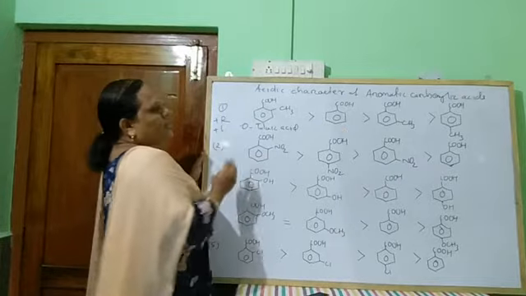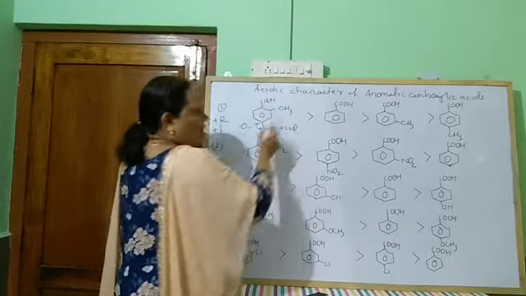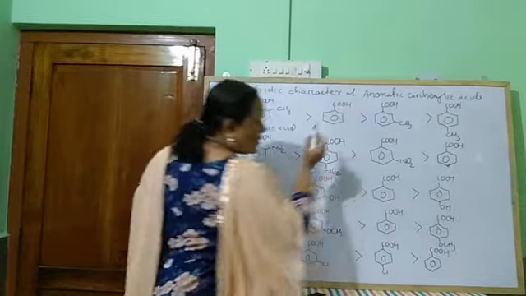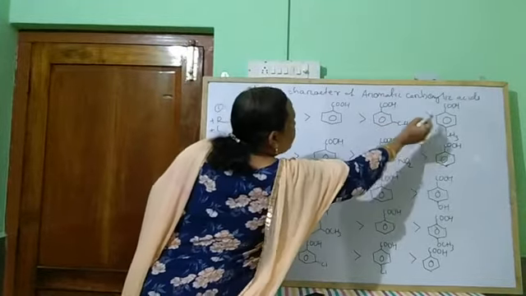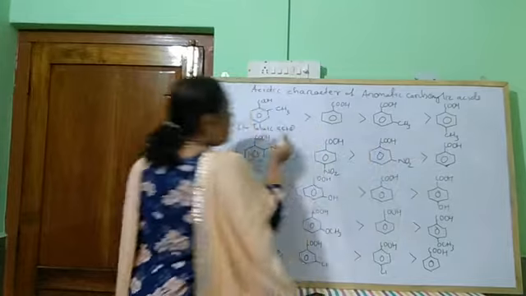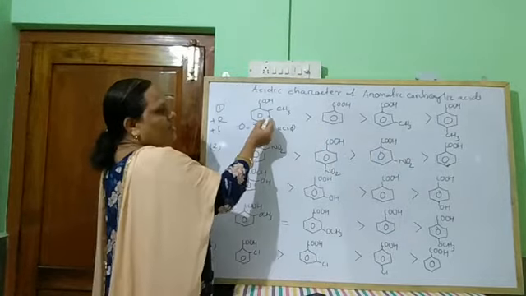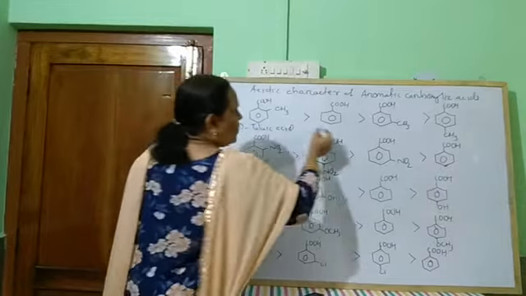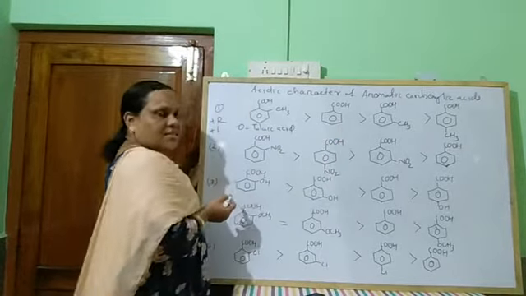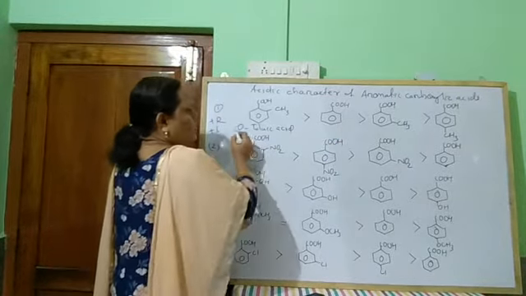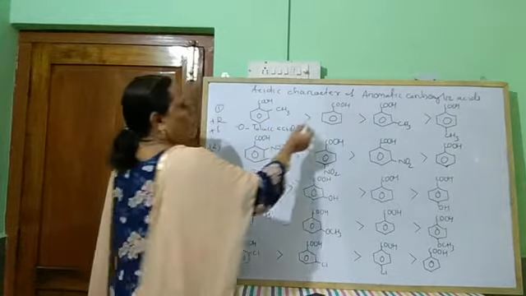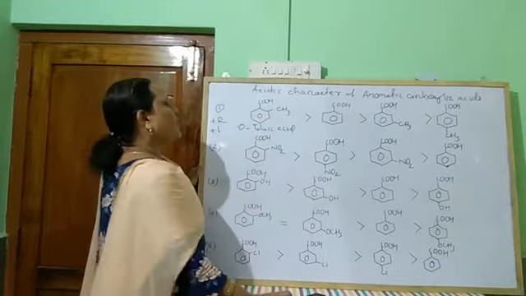In this way, para-methyl benzoic acid or para-toluic acid is the weakest, then this is meta, and this is benzoic acid. So due to presence of this methyl group, the acidic strength of meta and para substituted acids decreases, and para decreases more, while due to ortho effect, ortho has stronger acidic strength. So this is the acidic character of toluic acids with respect to benzoic acid.